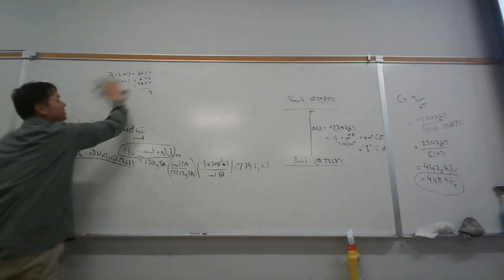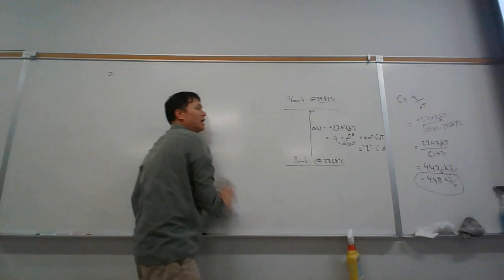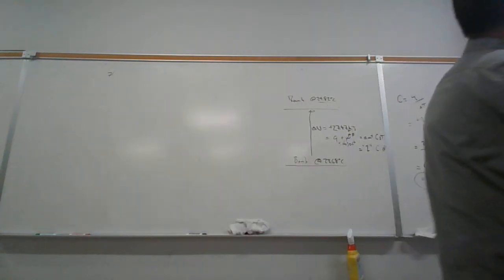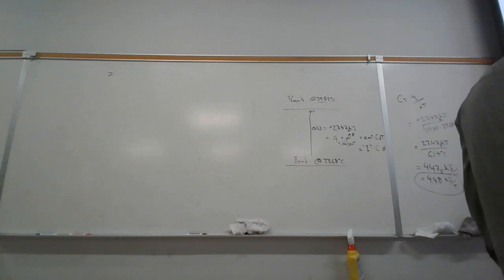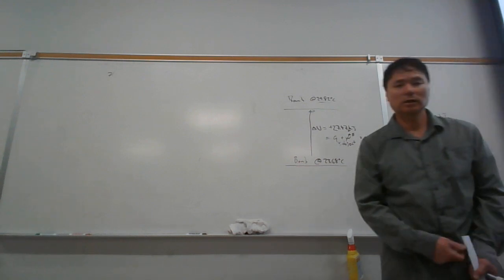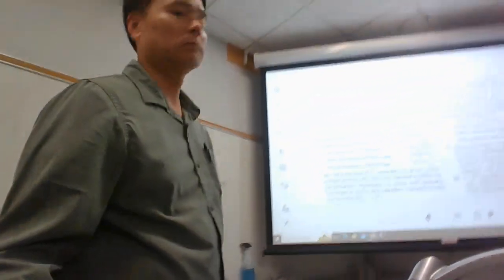So the first step is to calibrate the bomb. Once we calibrate the bomb, then we can figure out the heat of combustion of different substances. An example would be something like xylose. Or methane. Or whatever we want.